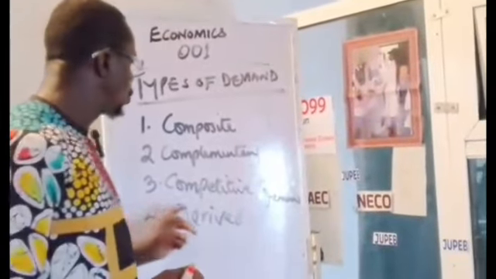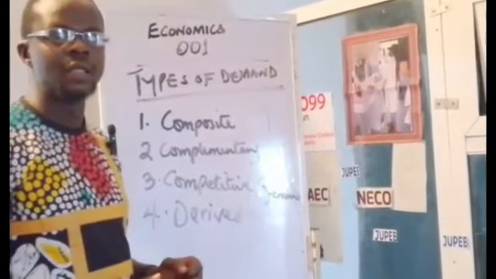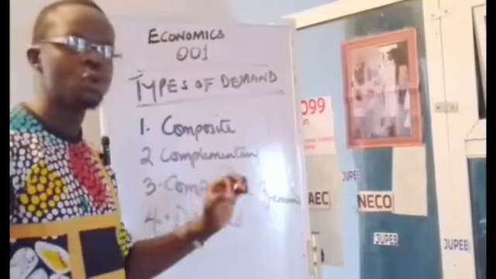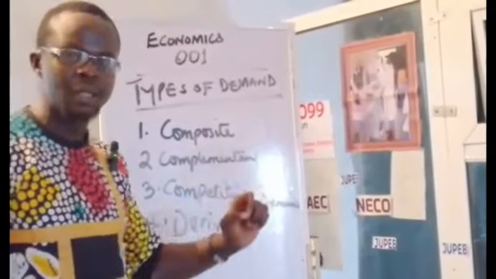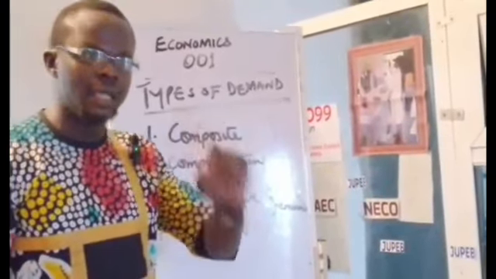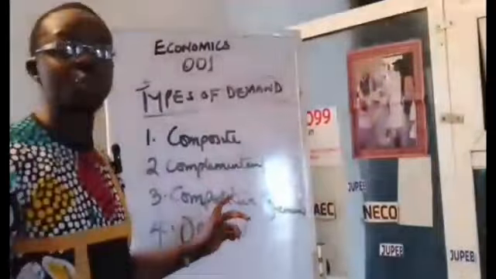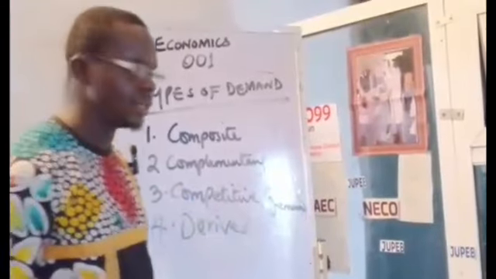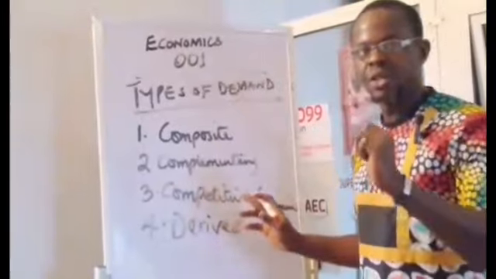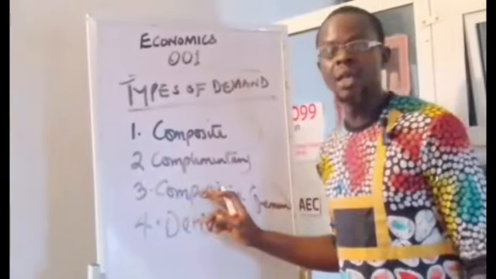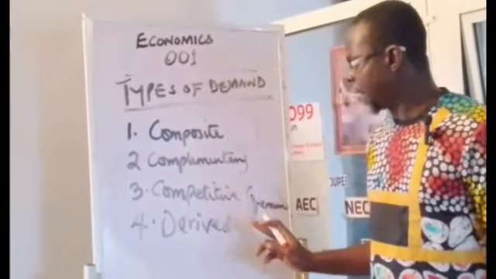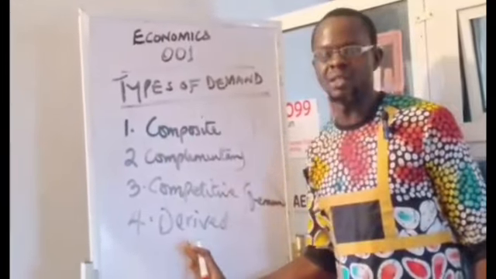The third one is competitive demand. This occurs when there is a close substitute. When two commodities are competing to serve a particular need, the two commodities are said to be in competitive demand. For instance, butter and margarine serve the same purpose, so they are said to be in competitive demand. Are we together?